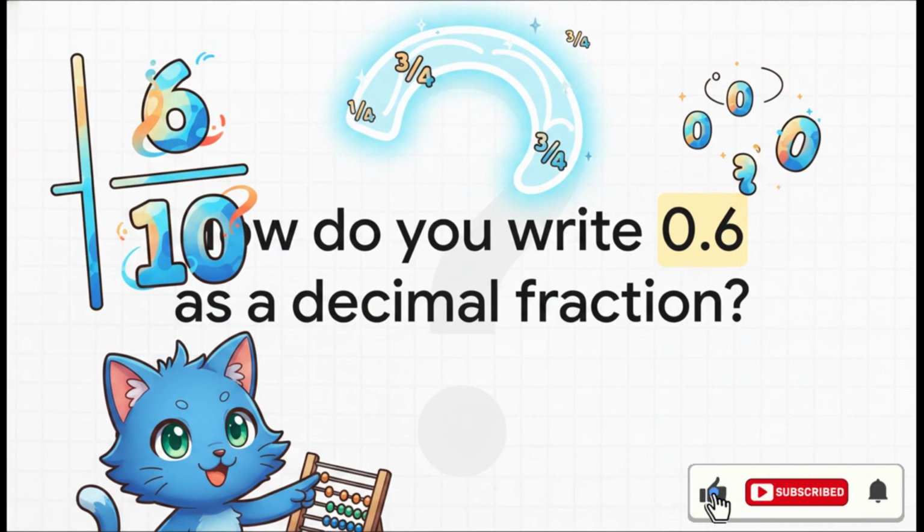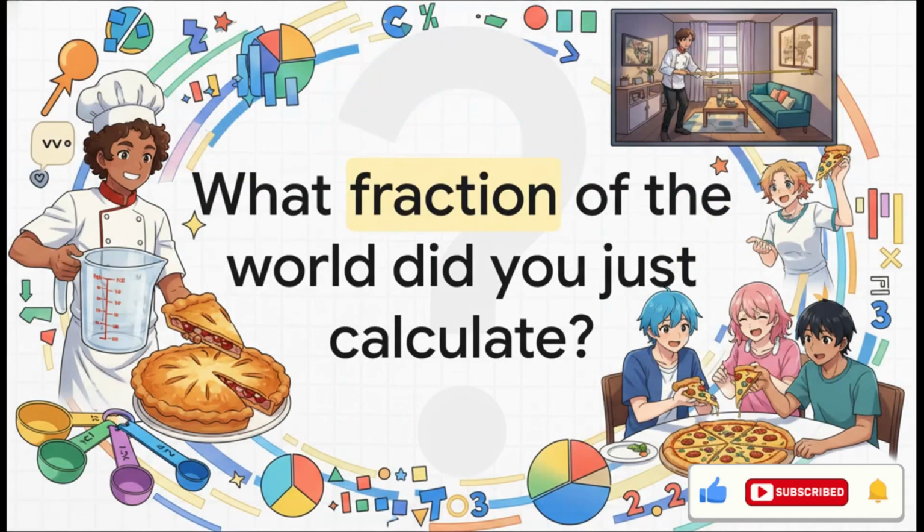All right, final question. Let's translate this. How do you write the decimal 0.6 as a decimal fraction? Just remember that power of 10 rule for the denominator. Since the 6 is sitting right there in the tenths place, you simply write it as 6 over 10. Easy as that. Excellent job!